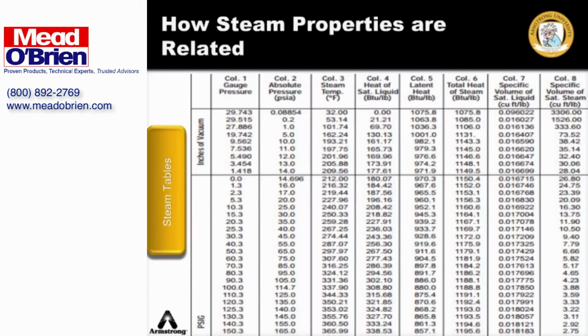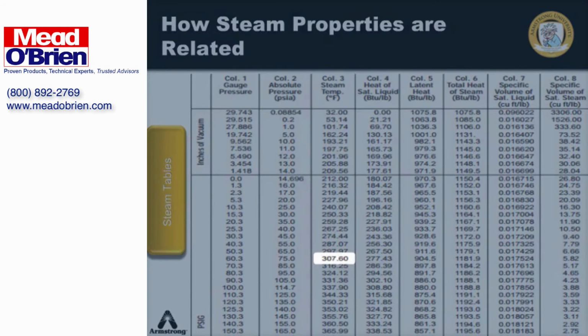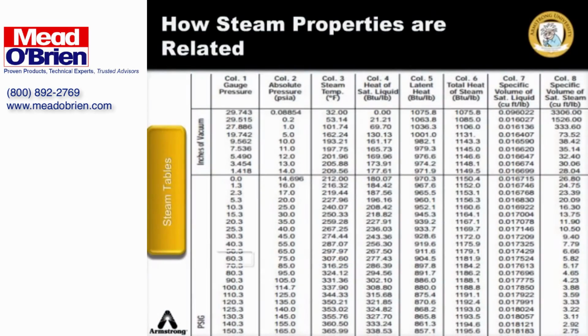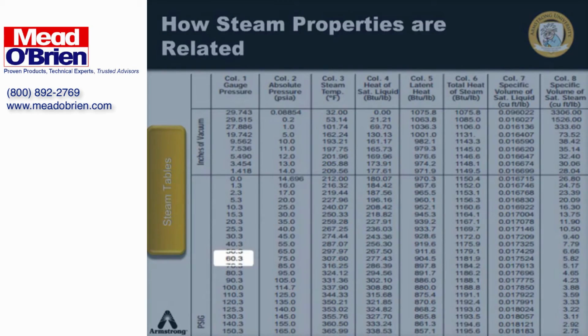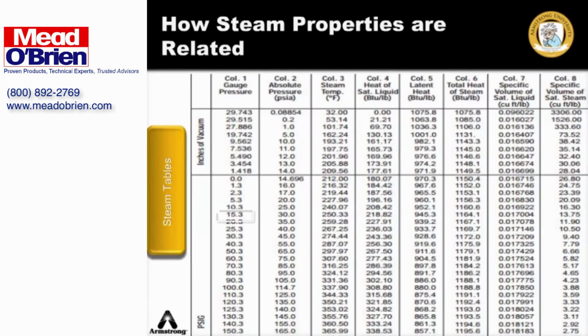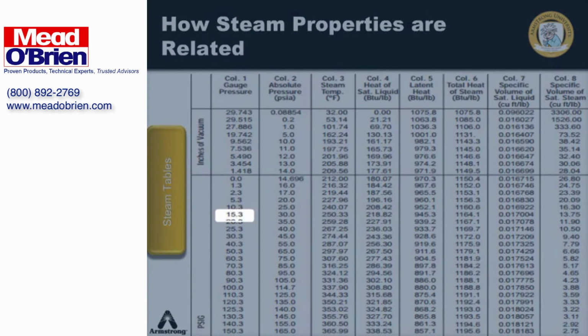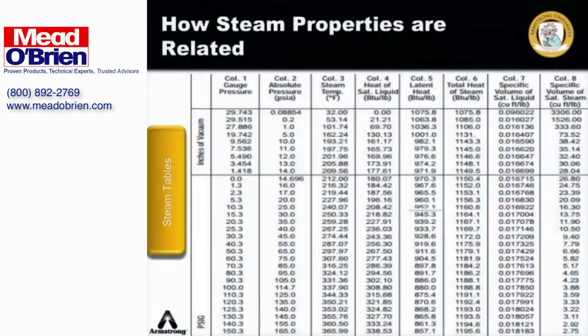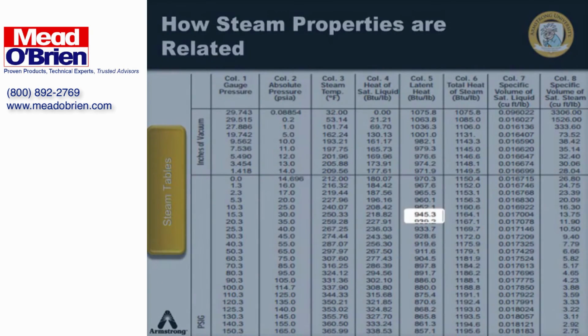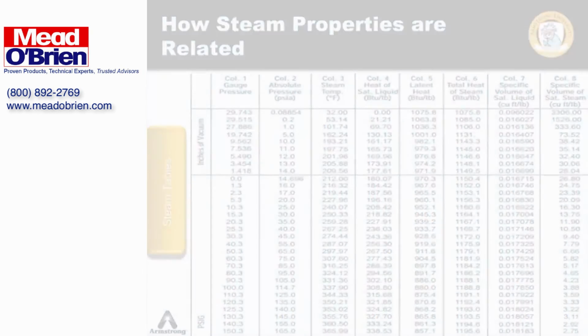If you know that you need a temperature of 307 degrees Fahrenheit, the table tells you that you need to pressurize the system to 60 psig. If you have a 15 psi steam supply, the tables tell you that you have 945 BTU per pound of heat energy available to do work.